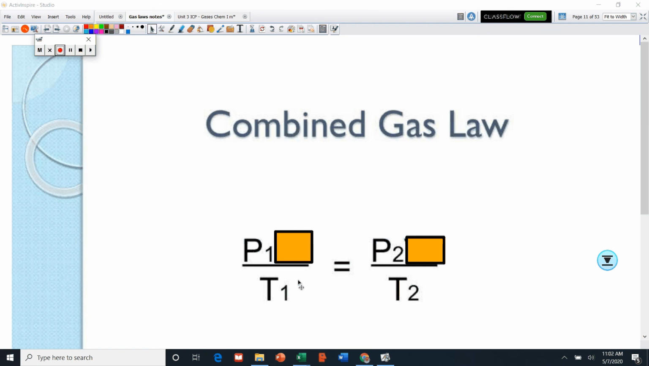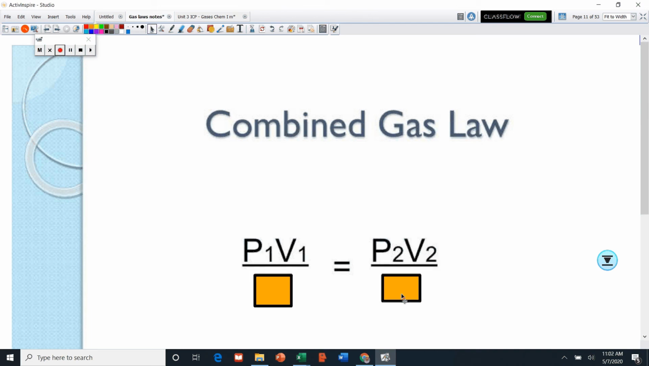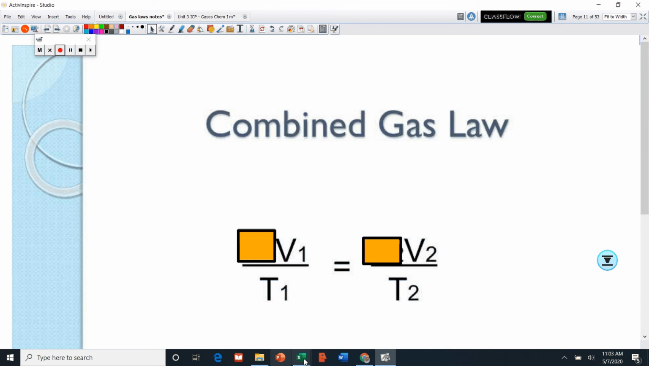So again, combined gas law is the other gas laws just put together. If we're looking at it this way, we're just looking at Gay-Lussac if volume is held constant. If temperature is held constant, then we're looking at Boyle. If pressure is held constant, then we're looking at Charles. So that's all that really is, so we can do that at the same time.